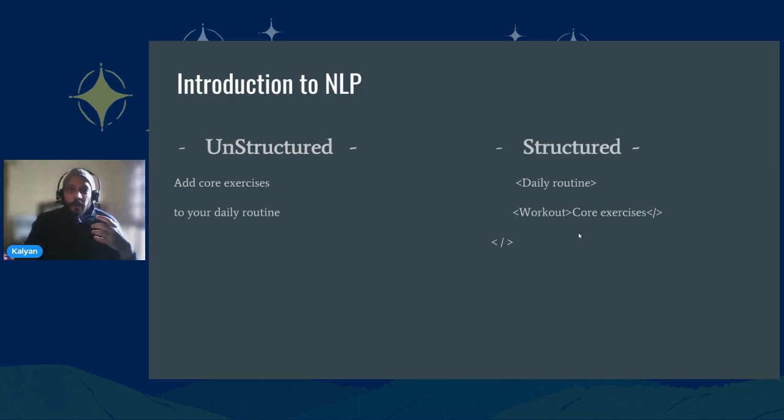So this is called structured data. Okay, now we have unstructured information and we also have structured information. So now the goal of NLP is to communicate between these two, unstructured and structured. That is why NLP sits in between unstructured and structured.